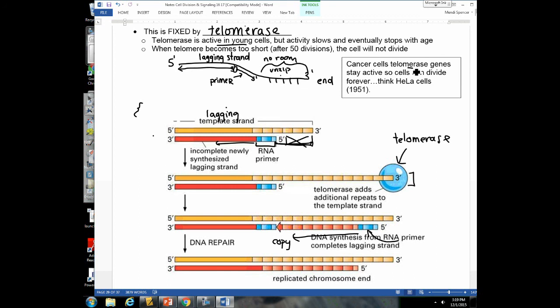So if we can figure out a way to get those cancer cells to stop producing telomerase, then eventually they'll divide a few times, but they will stop. And so the tumor would stop growing in that situation. So this is something that scientists, researchers are trying to do. They're trying to figure out how we can turn off telomerase in those cancer cells and stop their cell proliferation.